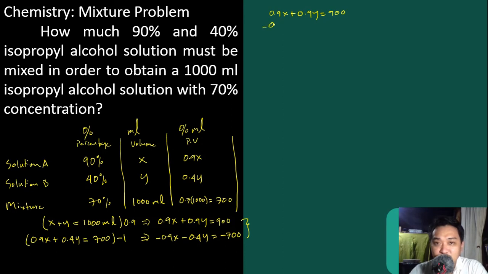And negative 0.9x minus 0.4y is equivalent to negative 700.